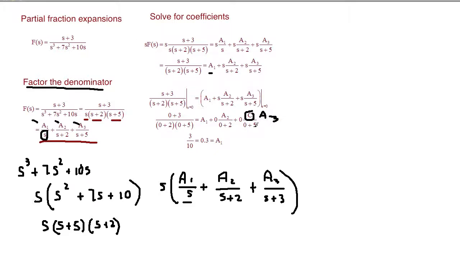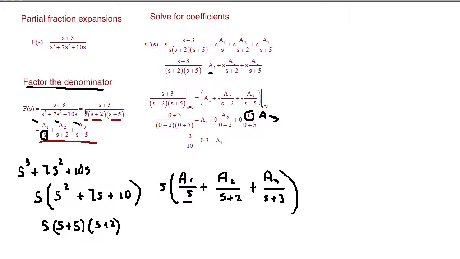divided by 5. Okay? So, doing that, I find that on the left-hand side, I get 3 divided by 2 times 5, which is 10. So I get 3 over 10, that's equal to 0.3, and that's equal to a1, because all the other terms are equal to 0. So that is how I solve for a1.